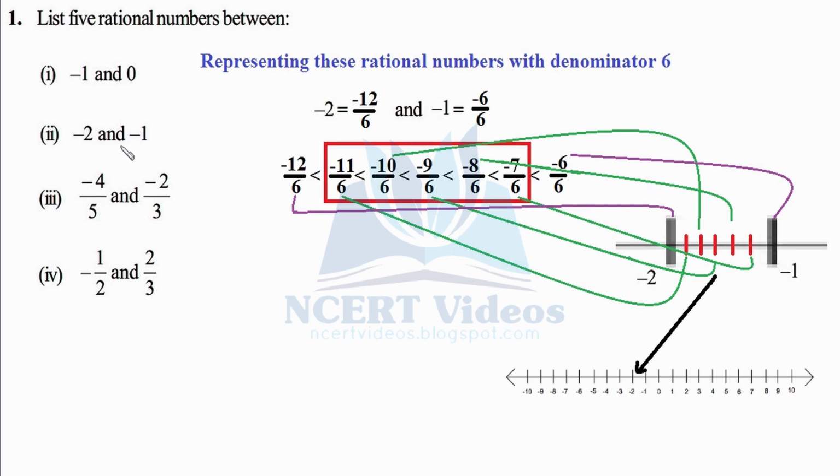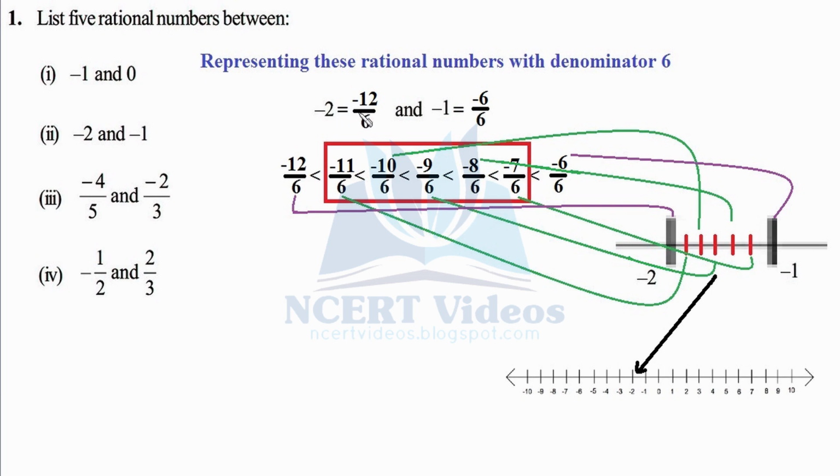Second, -2 and -1. Again, since we have to find 5 rational numbers, we will take denominator as 6. And these are rational numbers as well. Integers are rational numbers, because if in a number there is no denominator written, then we can assume it to be 1. So -2 over 1 and -1 over 1, hence it follows the condition of rational numbers. That is, they must have a numerator and denominator, and the numbers would be integers.